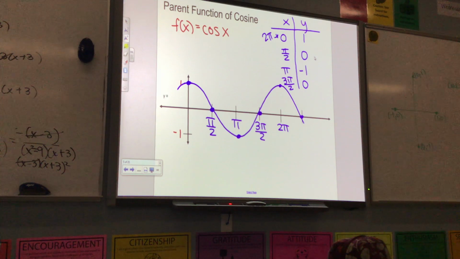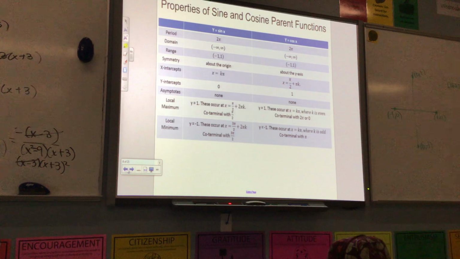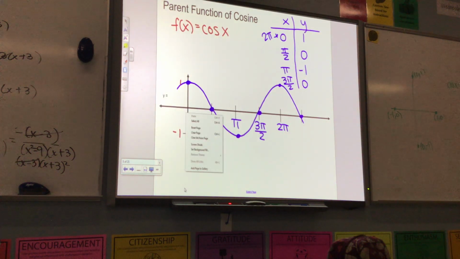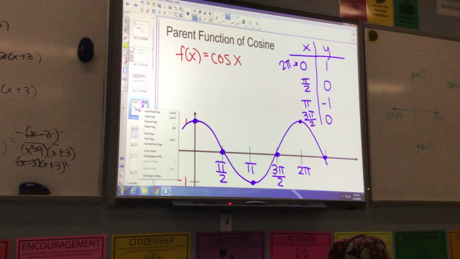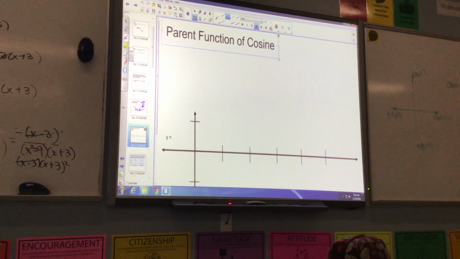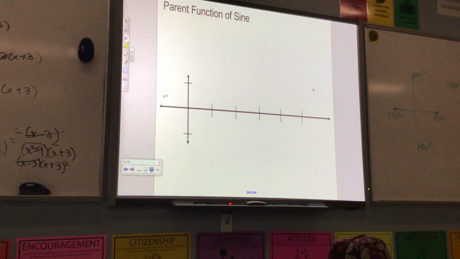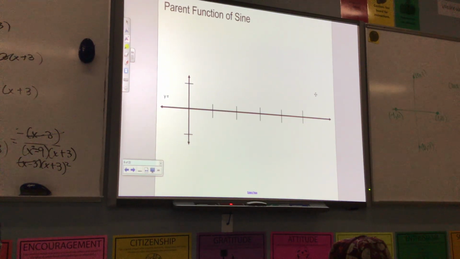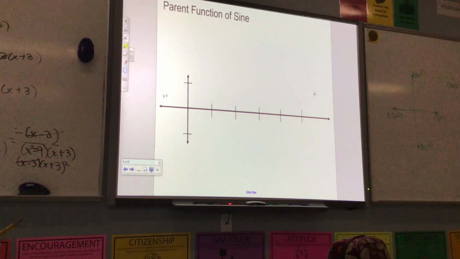Somehow my page got deleted. We're going to do the same exact thing, but with sine. Now it's there. Same thing with sine. And I want you to start to do this. We're going to plug in the same values, because for sine, your important values are still the exact same ones.